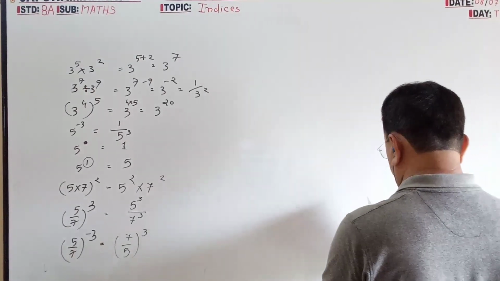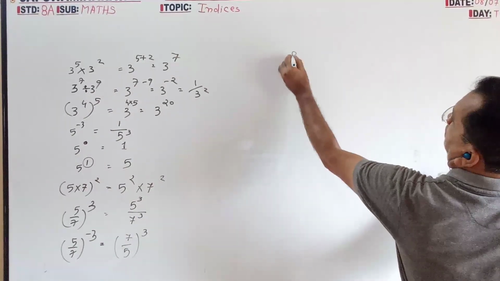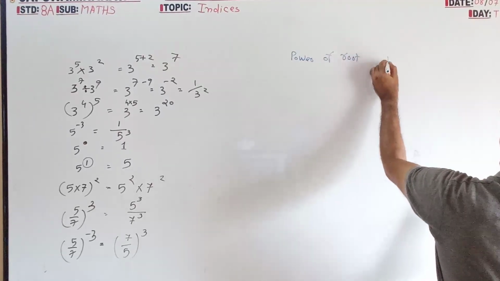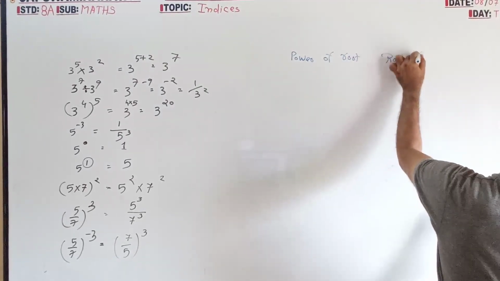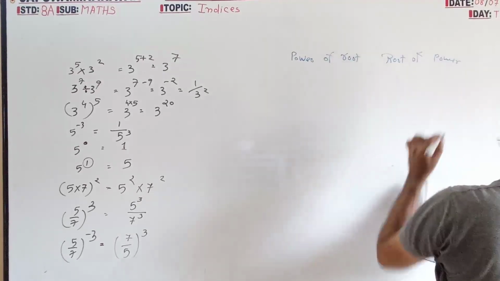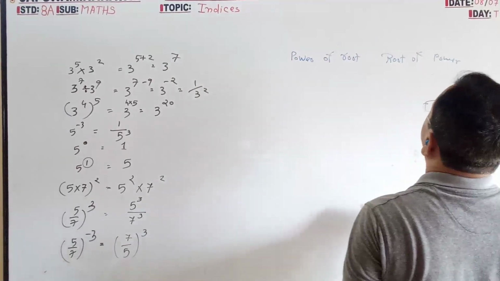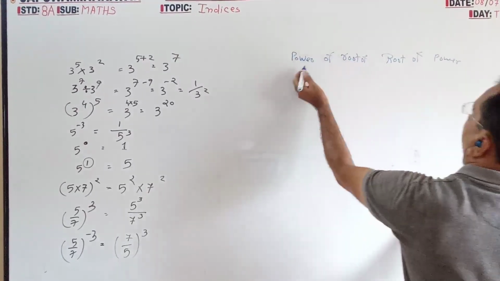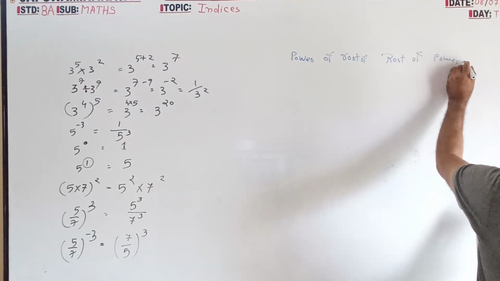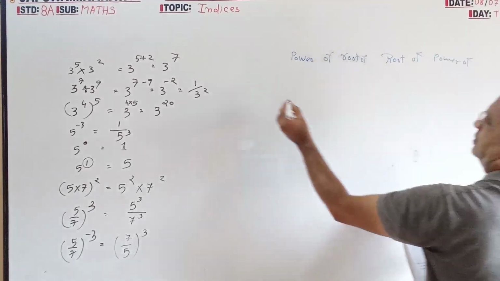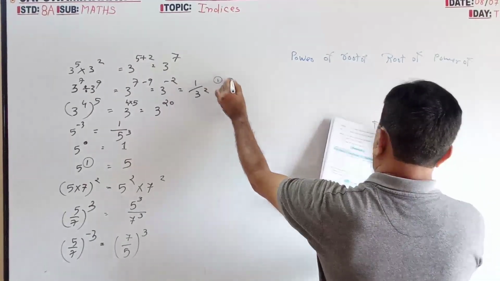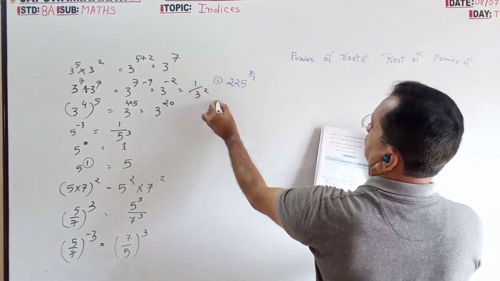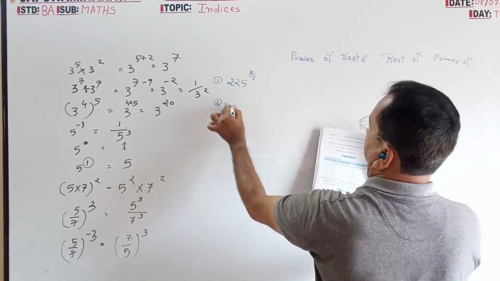Power of root, root of power. Power of root and root of power. Question number 1. 2 to 5, 3 by 2. One minute, I am doing it.